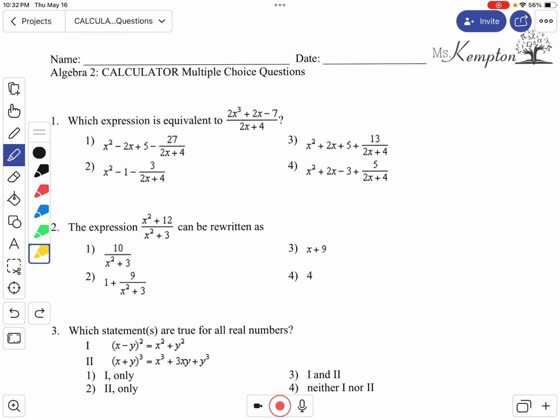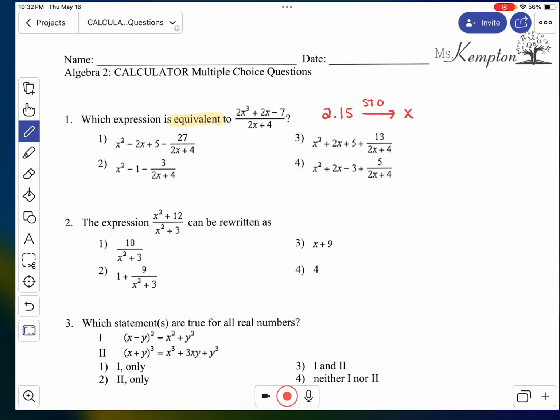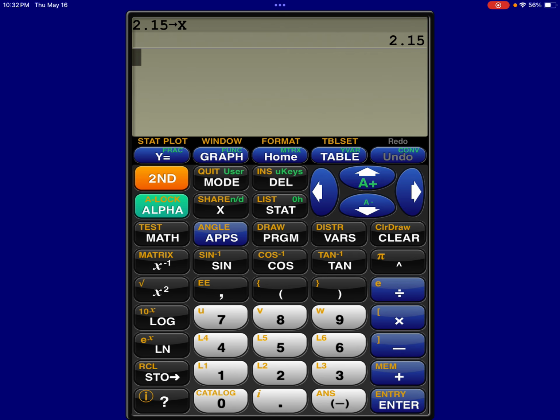Let's get to it. For question 1, which expression is equivalent? The second we see the word equivalent, we know that we can use our calculator to check our answers. The first thing we have to do, though, is give our calculator a number for x. I'd stay away from 0, 1, 2. I like to just give it a random decimal just to be safe. So we're going to go ahead and store a number in for x. So 2.15, I'm just using that as an example.